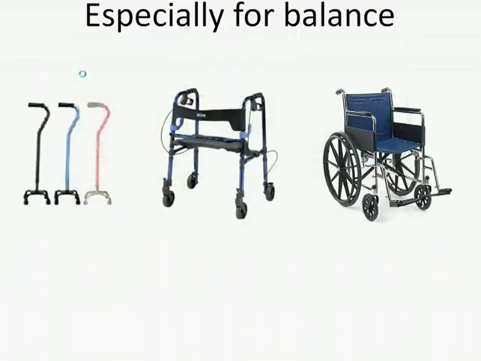As people age, muscle strength and balance may decline, and assistive devices for ambulation are very important in preventing people from falling.